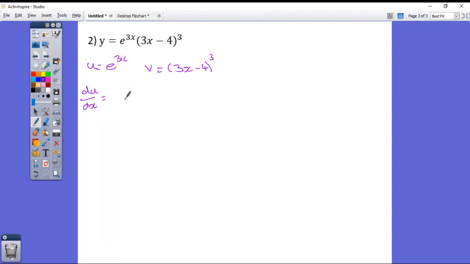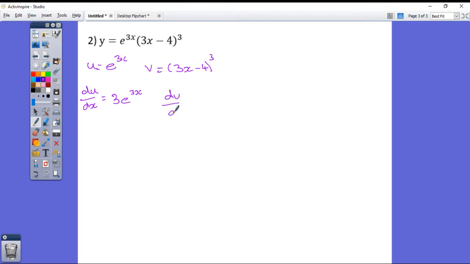When you differentiate e to the power of something, you get e to the power of something. But you have to differentiate that something, that's the 3x. So if I differentiate that, I will get a 3, and times those two bits together. So that's my differentiation there of u.